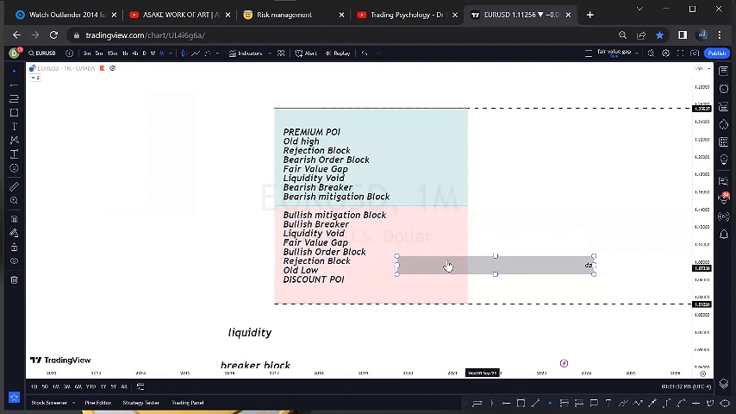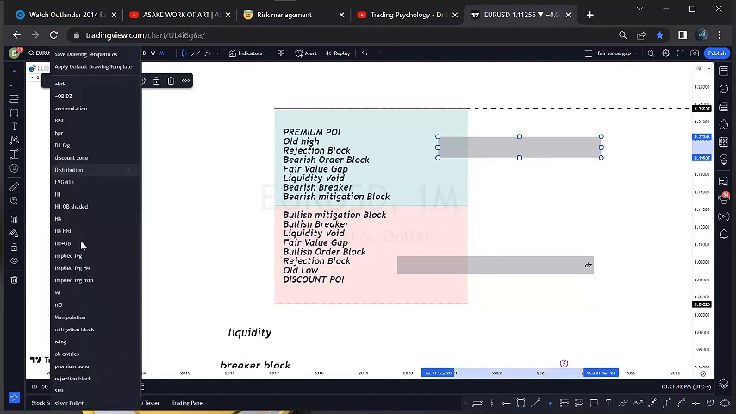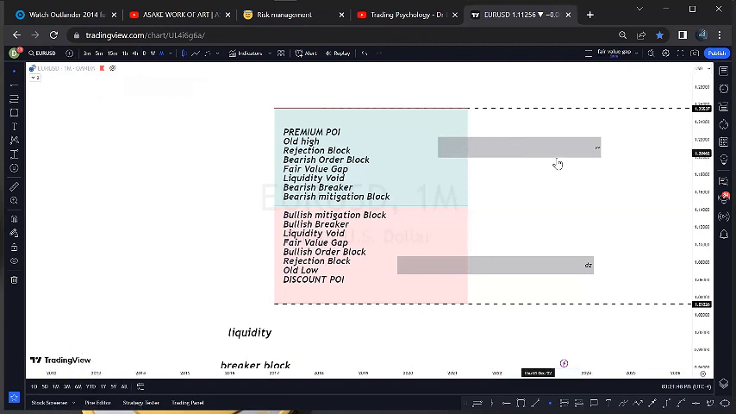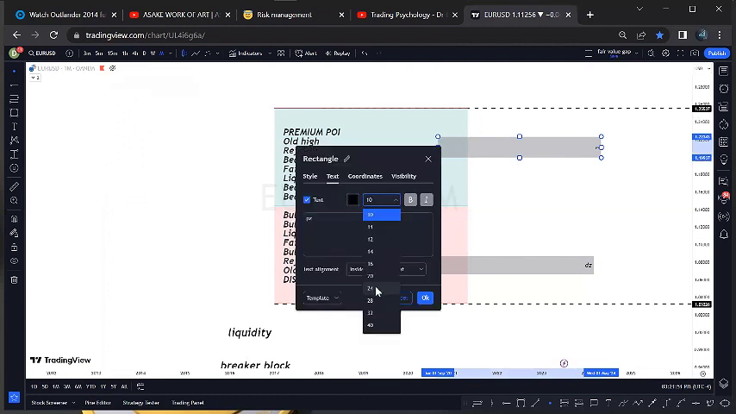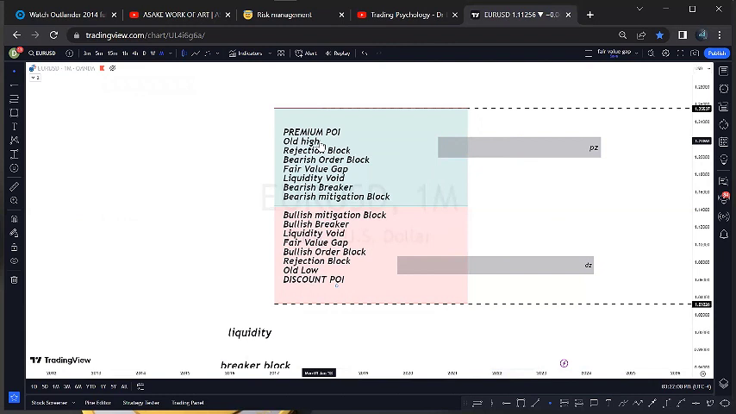Then likewise, the premium is when you have gotten a good and you want to sell, but the price in the market is not favorable for you. You want to hold that good more, and then at the end of the day, you sell it off when the price has gone higher. That is the premium zone. So in this premium zone, you are looking at old high, rejection block, bearish order block, fair value gap, liquidity void, all the way down to bearish mitigation block. These are the first things that you are looking for.